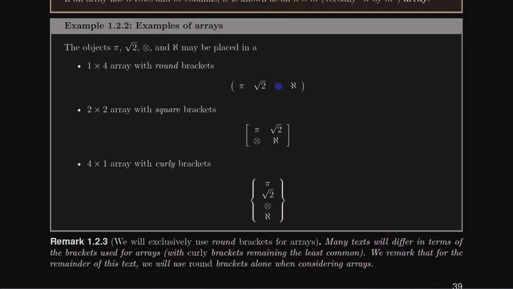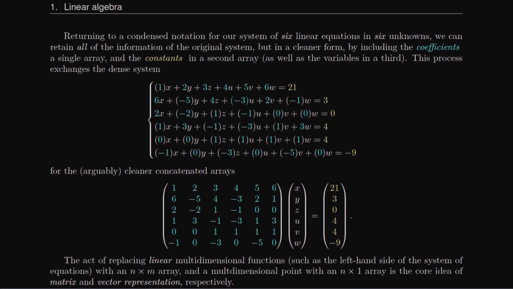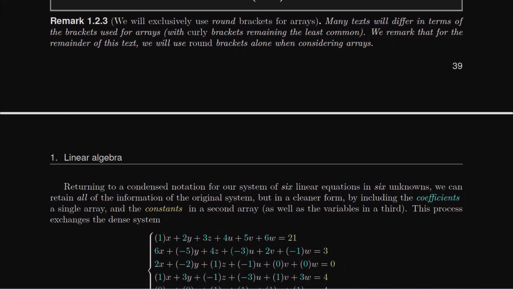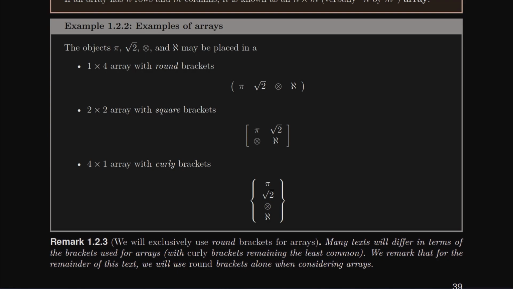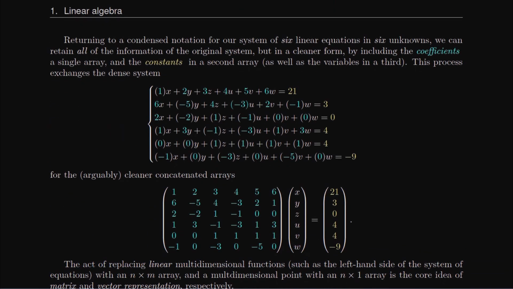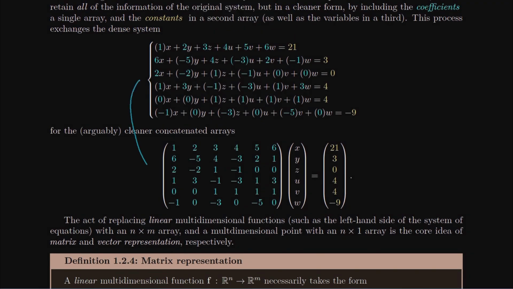I've got the tensor product there. I've got aleph there, pi, whatever. You can put anything inside of an array if you want. It's simply a notational technique. But what's more important is that these array notations are going to allow us to rewrite very large systems of equations into somewhat condensed notation. Now, we're going to exclusively use round brackets in the text for our arrays. Most texts will either use round or square brackets. I hardly ever see the curly brackets, but just be aware that they could happen now and then. Anyway, this is basically what we're going to be thinking about when we think about matrix and vector representations, is translating a system of equations or maybe a function into an array.